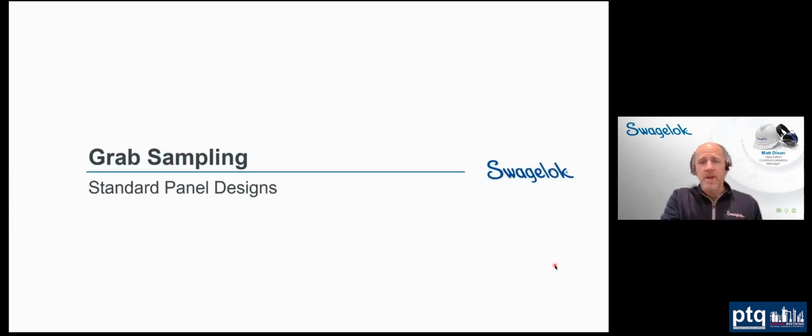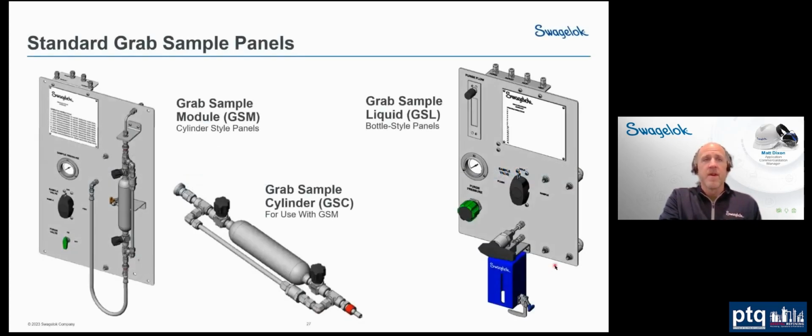All right, so here at Swagelok, we've actually taken a lot of these concepts and developed them into standard sampling system designs. We've got the grab sample module, which you see there on the left. That would be our cylinder style panel. And then, of course, we've got a line of sample cylinder assemblies that go along with it. And then finally, we've got our GSL or grab sample liquid panels here on the right, and those are designed to take a sample out of a bottle.